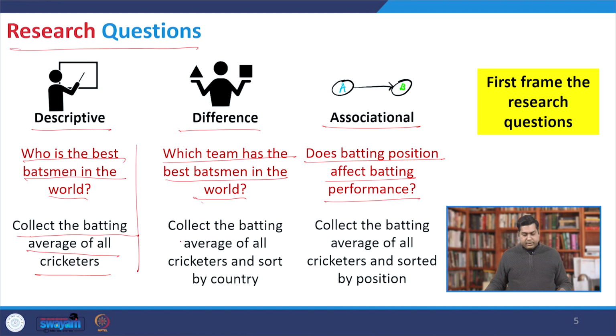For the second, you collect the batting average for all cricketers and then sort by country. So, definitely here you can compare that the best batsman, maybe whoever XYZ, is from this country. Now, in the last part, where we are trying to get certain association, in this case we collect the batting average of all cricketers and then sort by the batting position, whether it is opener, third position, fourth position, etc., and try to see, right.